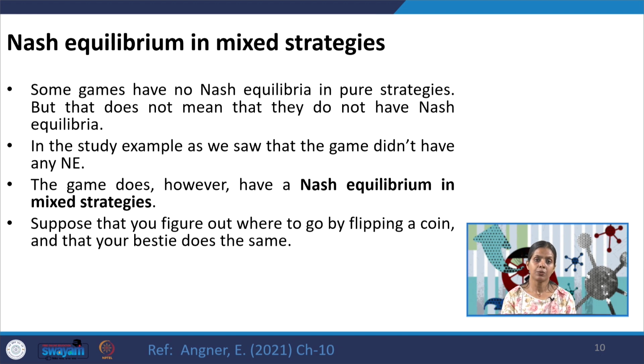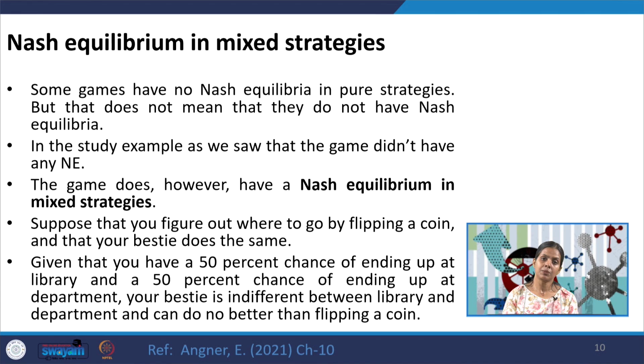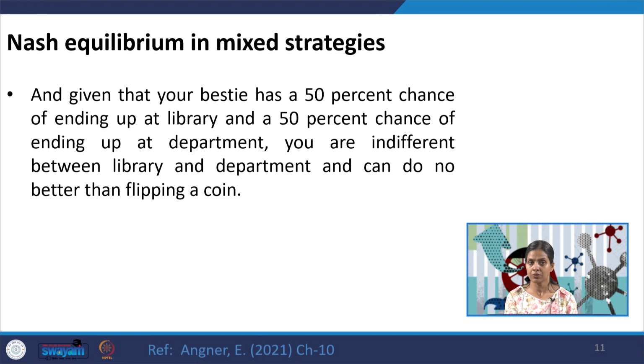Suppose that you figure out where to go by flipping a coin, and that your bestie does the same. Given that you have a 50% chance of ending up at the library and a 50% chance of ending up at the department, your bestie is indifferent between the library and the department and can do no better than flipping a coin. Basically, since both of you do not have any idea about where the other person is going, you are actually indifferent between the two locations. So, you can decide just by flipping a coin where to go. And given that your bestie has a 50% chance of ending up at the library and a 50% chance of ending up at the department, you are indifferent between the library and the department and can do no better than flipping a coin.